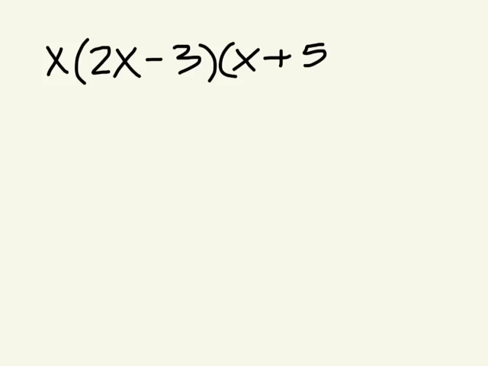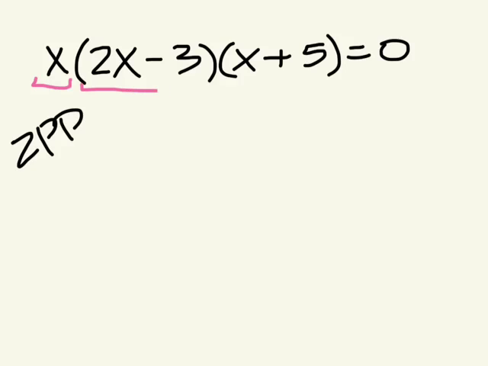Next problem, you have the quantity x times the quantity 2x minus 3 times the quantity x plus 5 equals 0. And this is where we use ZPP, zero product property, because if you notice, you have an equation that's equal to 0, and then you have it already factored. These are all the factors that we have. There's parentheses in there, not pluses and minuses. So we go ahead and create the mini equations.